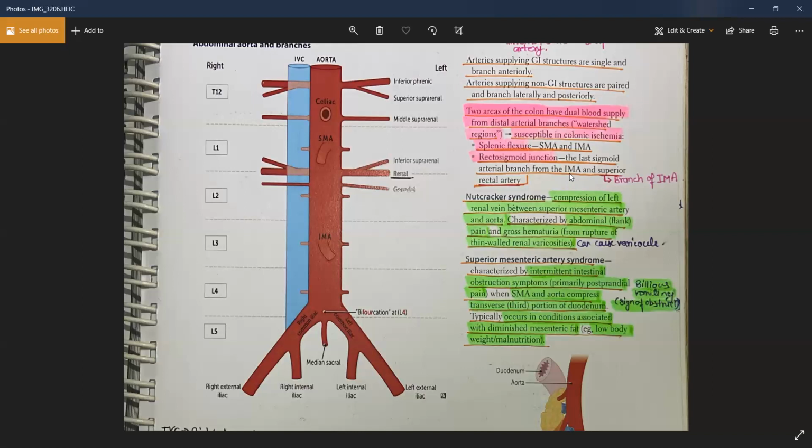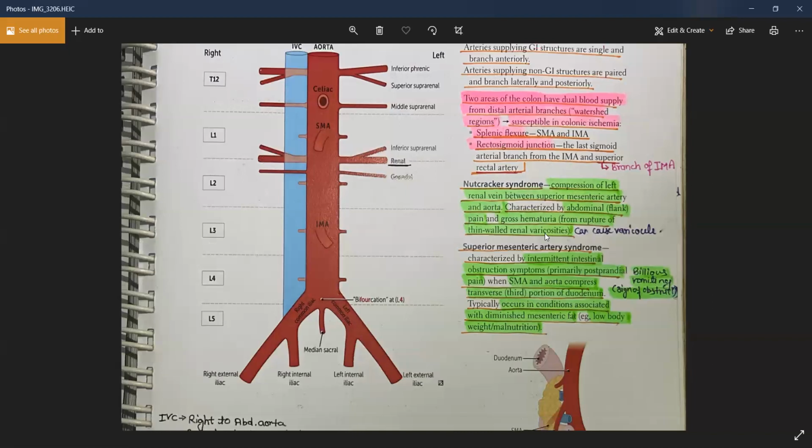Okay, and this artery, along with another branch of the inferior mesenteric artery, they both form the anastomosis in the rectosigmoid junction. So both are the branches of IMA which are forming the anastomosis. For the splenic flexure, two different arteries, SMA and the IMA, supply the splenic flexure. Very important. Got it. Thank you.